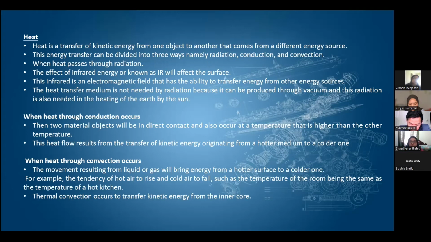When heat passes through convection, the movement resulting from liquid or gas will bring energy from a hotter surface to a colder one. For example, the tendency of hot air to rise and cool air to fall, such as the temperature of the room being the same as the temperature of a hot kitchen. The thermal convection occurs to transfer kinetic energy from the inner core. Next slide.